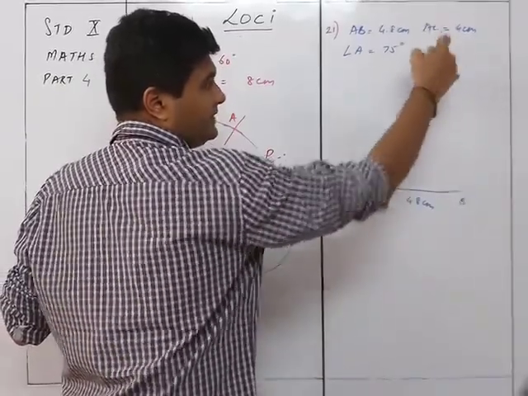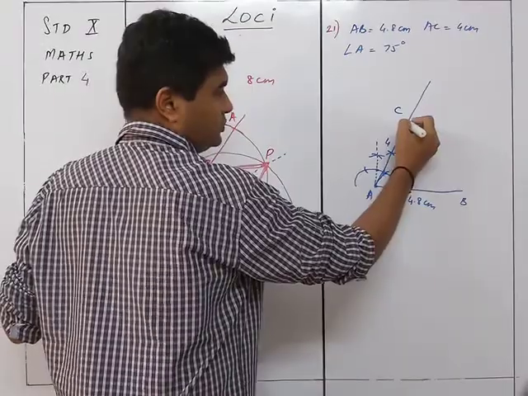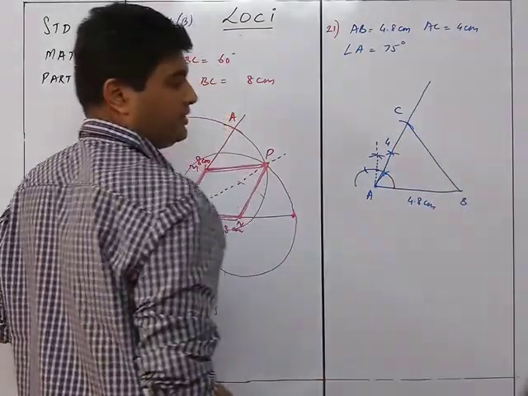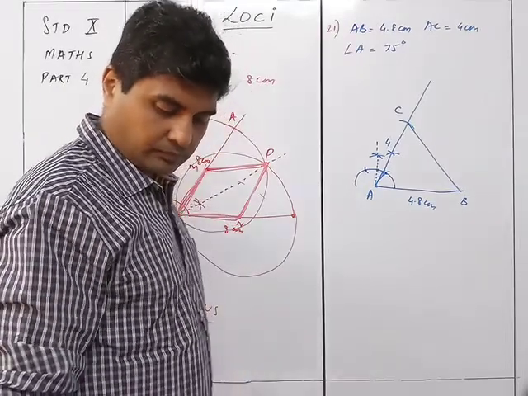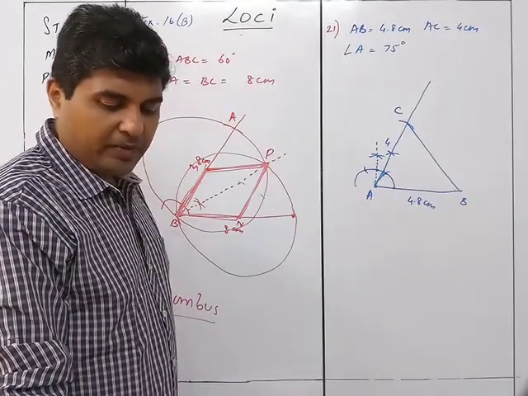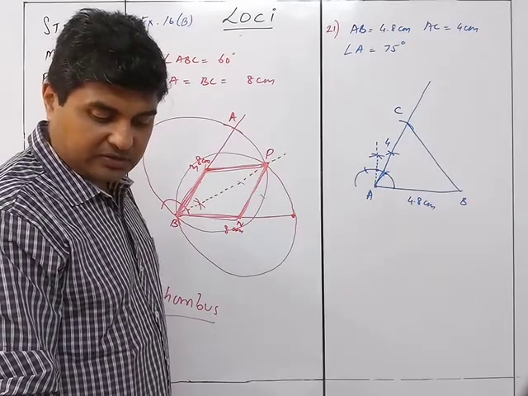Given AC is 4 centimeters, cut the arc as C. This is 4 centimeters. You just join this. This gives you a triangle ABC as required. Find the point P, which is inside the triangle ABC and outside the triangle ABC.